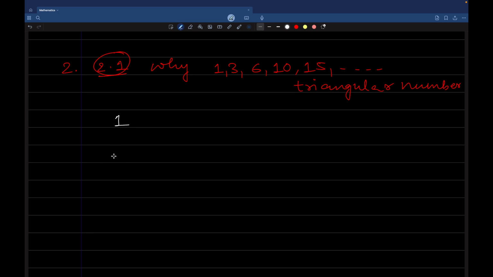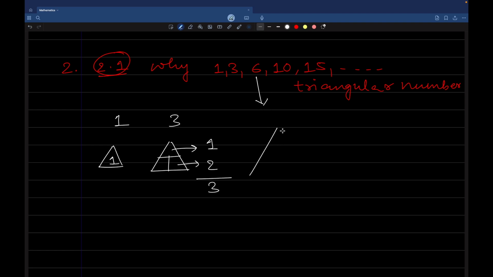If we draw 1, that is a single triangle. If we draw 3, I divide this into 2 triangles, and this sub part into 2. There is 1 sub triangle in one part and 2 in the other. If we add these, 2 plus 1, that is 3. If we see 6, we divide this into 3 sub parts and each sub part into further parts. This has 1 sub part, this has 2 and this has 3. If we sum all this up, 3 plus 2 is 5 and 1 is 6.